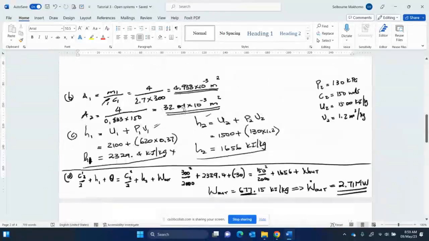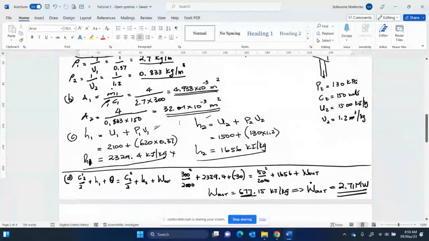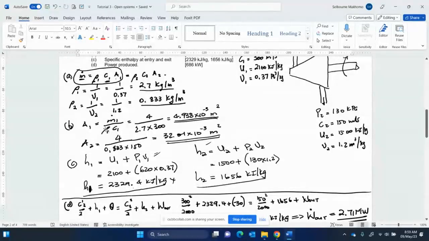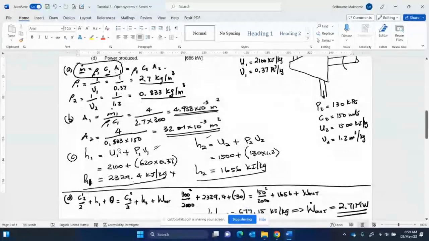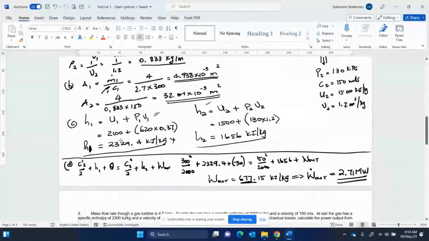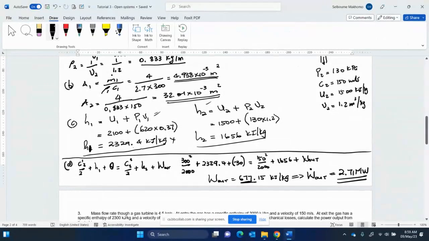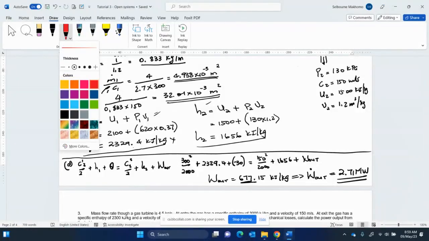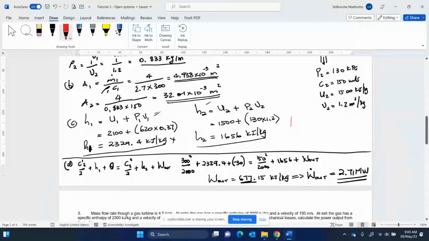So I think from this question you learned two things: how to calculate the area, how to calculate the density, as well as how to calculate the enthalpy if it's not given. You have internal energy as well as the pressure and the specific volume. Again, sometimes we won't give you the pressure and the volumes, but we give you temperatures. When you have temperatures, enthalpy is also given by Cp multiplied by temperature.